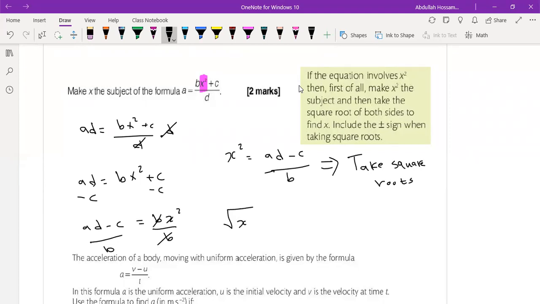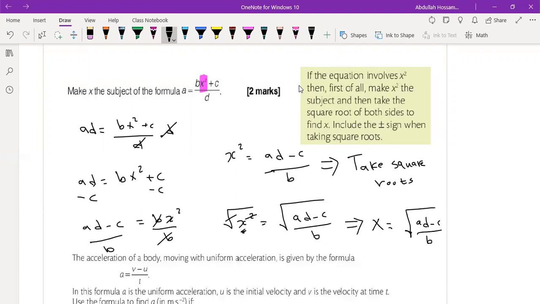Then it will be like this, and here we go. Okay, what's the final answer now? X, because here we have only x equals square root AD minus C divided B.